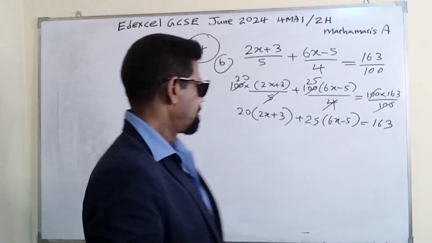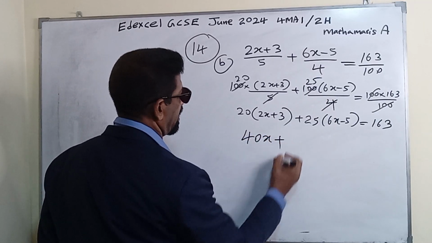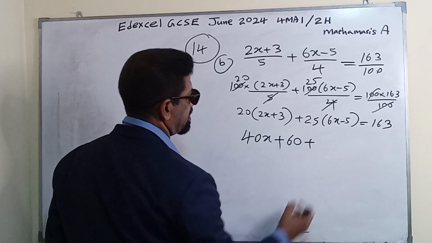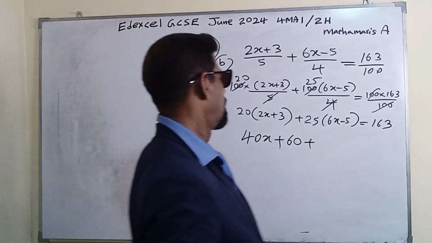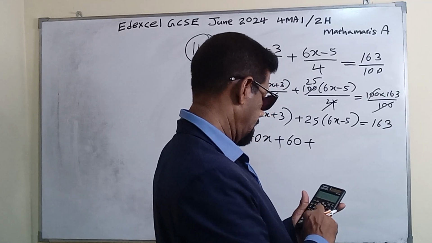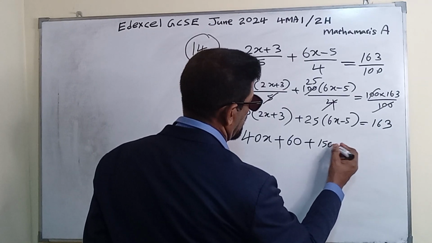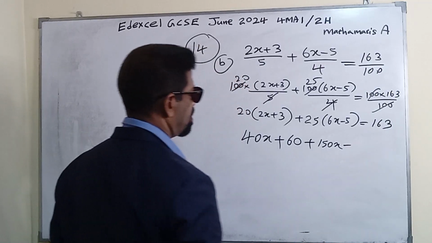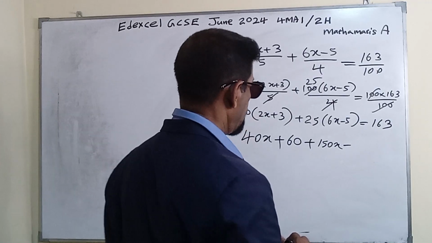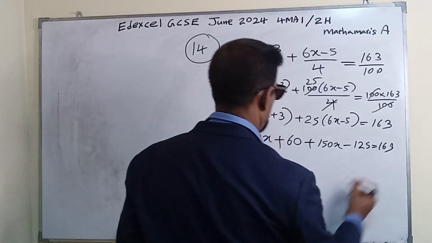Right. So open brackets: 40x plus 60, plus 25 times 6, I think 150, yeah, 150x, minus 125, I think 25 times 5 is 125, equals 160.